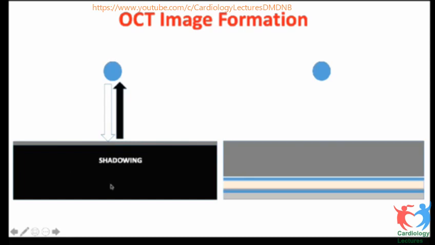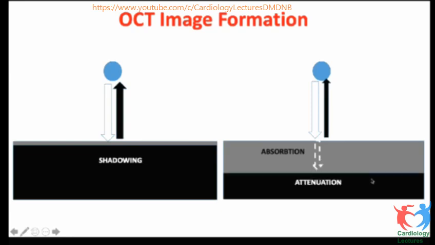This is one type of artifact. It usually occurs when you have highly reflecting surfaces like stent struts and guide wires. There is another reason for loss of visibility of deeper tissue, that is called attenuation. Attenuation is nothing but absorption, that is conversion of light energy into heat energy. That results in a loss of forward moving energy waves. Other reasons are scattering and reflection. Due to these three reasons, the light waves just get lost in the tissue. This then causes shadowing over the deeper tissues. That is called attenuation. So both are different phenomena. This is shadowing, where it all gets reflected from the surface.